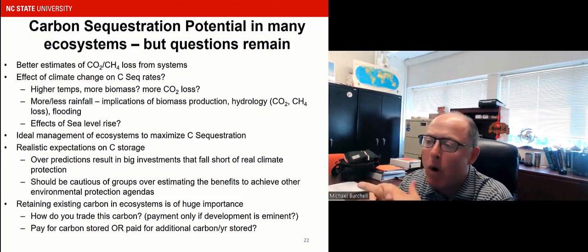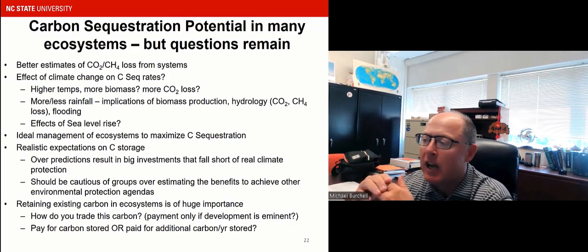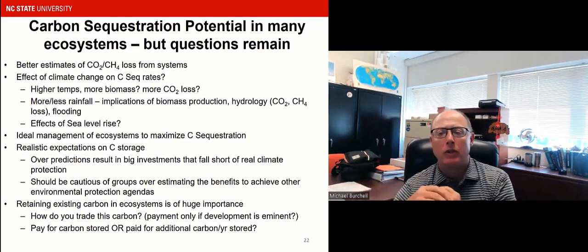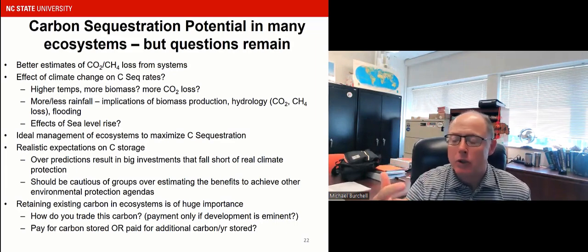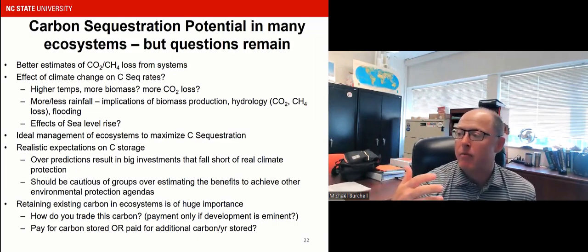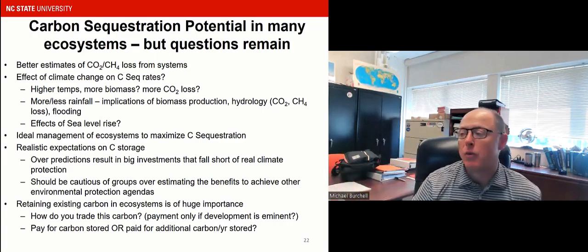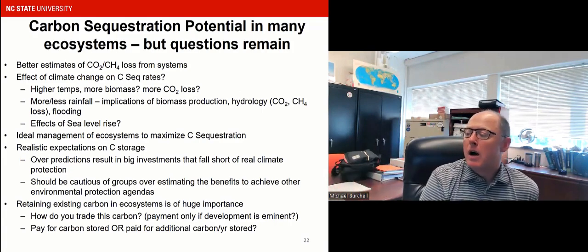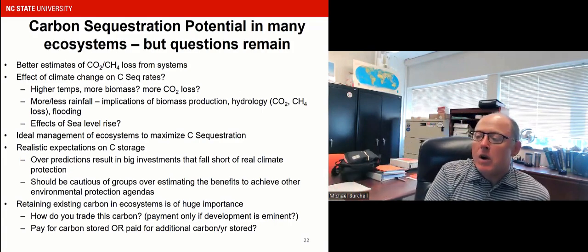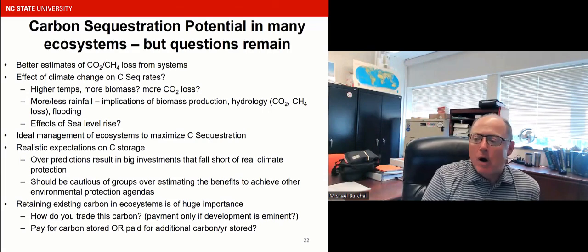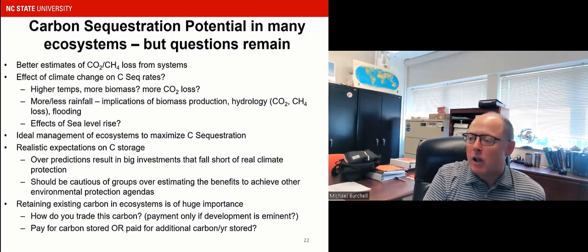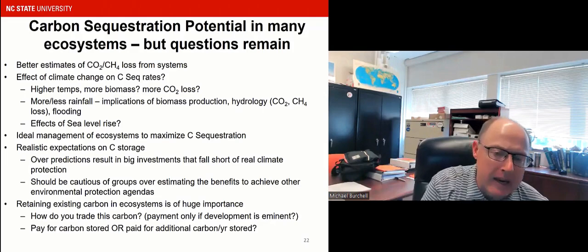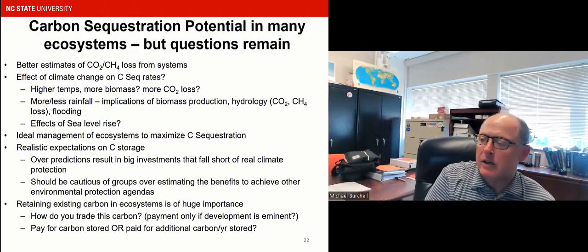And what is the effect of our changes in climate going to be on carbon sequestration rates? We're going to have higher temperatures. That could mean more biomass. But if we have more biomass, we've shown that higher temperatures are going to result in more CO2 loss. So that's a little unclear right now. Precipitation patterns, more or less rainfall. What are the implications for biomass production, hydrology, gas losses, flooding? How are those going to impact carbon sequestration in these ecosystems?